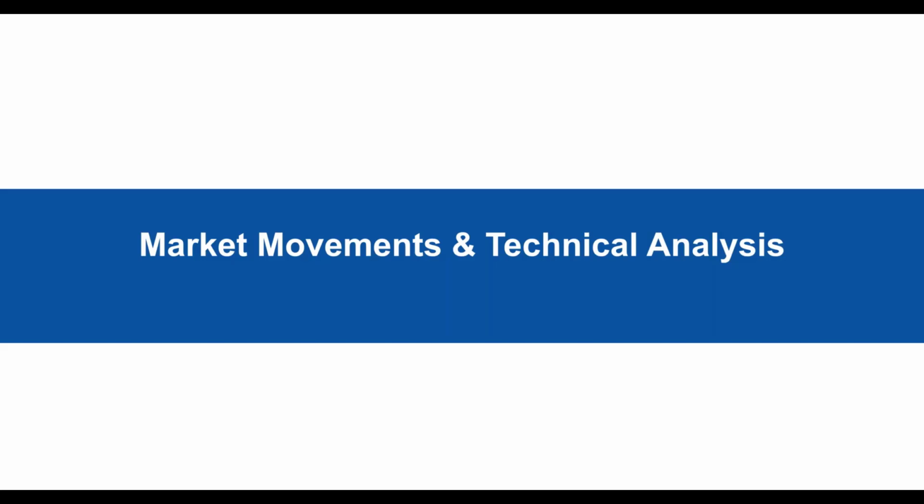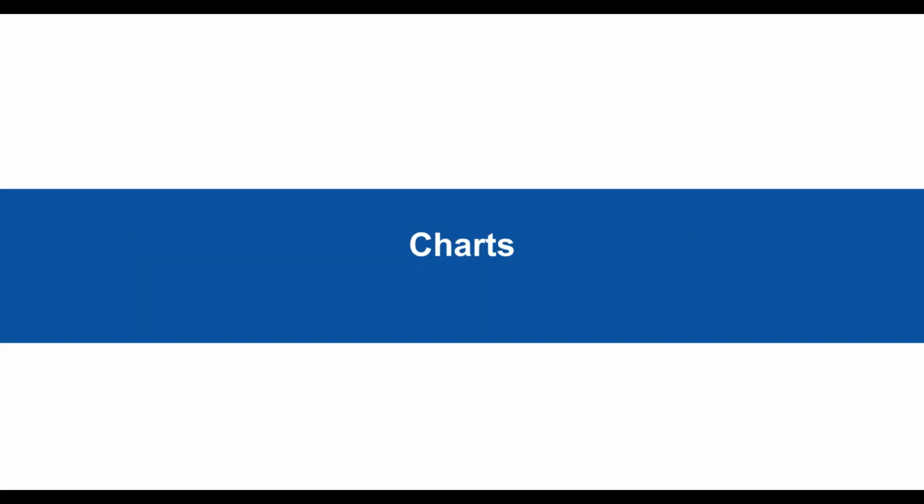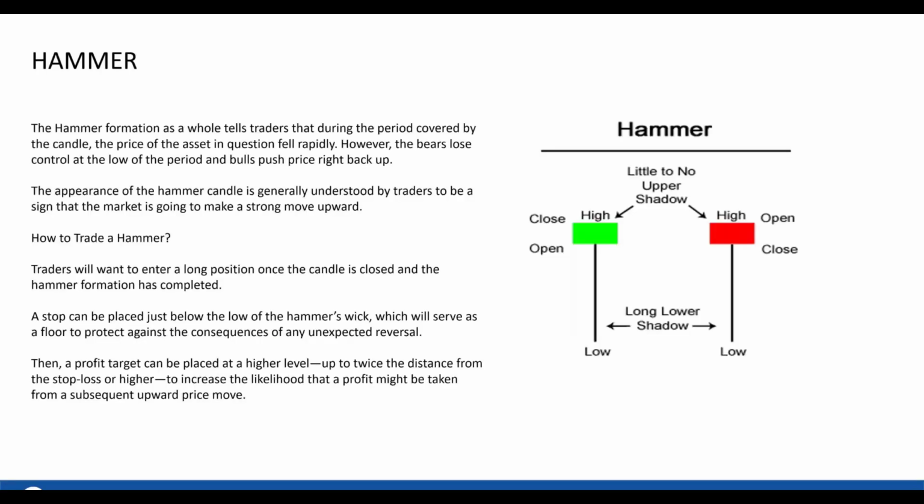Market movements and technical analysis. Charts. The first candlestick pattern we're going to be looking at is the hammer. The hammer formation as a whole tells traders that during the period covered by the candle, the price of the asset in question fell rapidly. However, the bears lose control at the low of the period and bulls push price right back up. The appearance of the hammer candle is generally understood by traders to be a sign that the market is going to make a strong move upward.